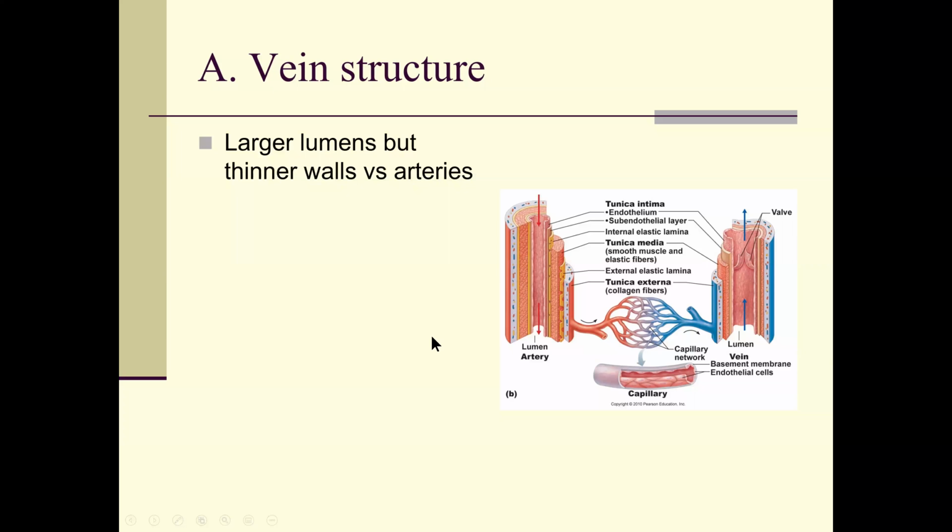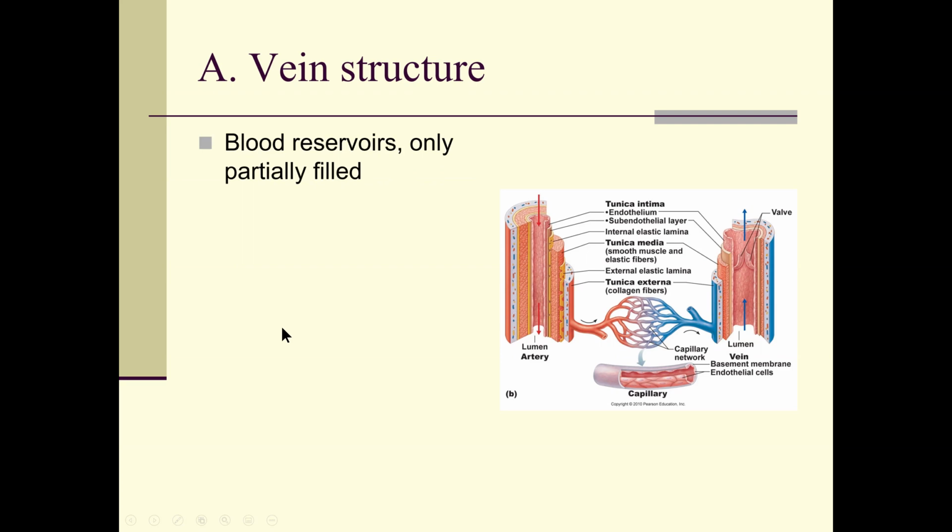Larger lumen but thinner walls versus arteries. If you ever get to see a vein, veins are very thin walled and they easily tear. Okay, you can tear them. With an artery, you can take a pair of dissecting scissors and literally lay the scissors on top and dissect around the artery. With a vein, you can't do that because it's very easy to nick the vein and get a hole in the vein and have venous blood coming out.